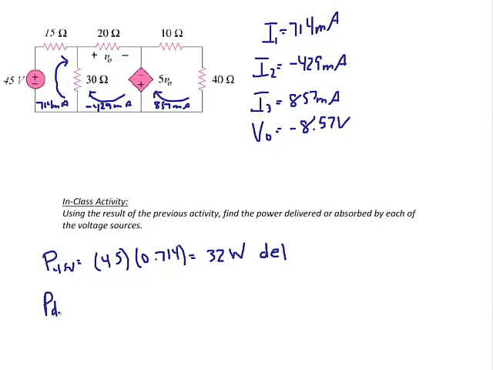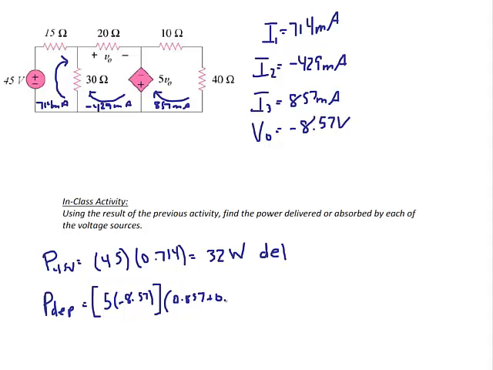Now we'll find the power for the dependent source. The voltage for the dependent source is going to be 5 V naught. So that's going to be 5 times negative 8.57. And since this is a branch current and it's a combination of I2 and I3, the current is actually going to be the sum of the 857 milliamps and the 429 milliamps. The reason it's the sum of those two is because I2 is a negative number, which means that current is actually flowing counterclockwise.